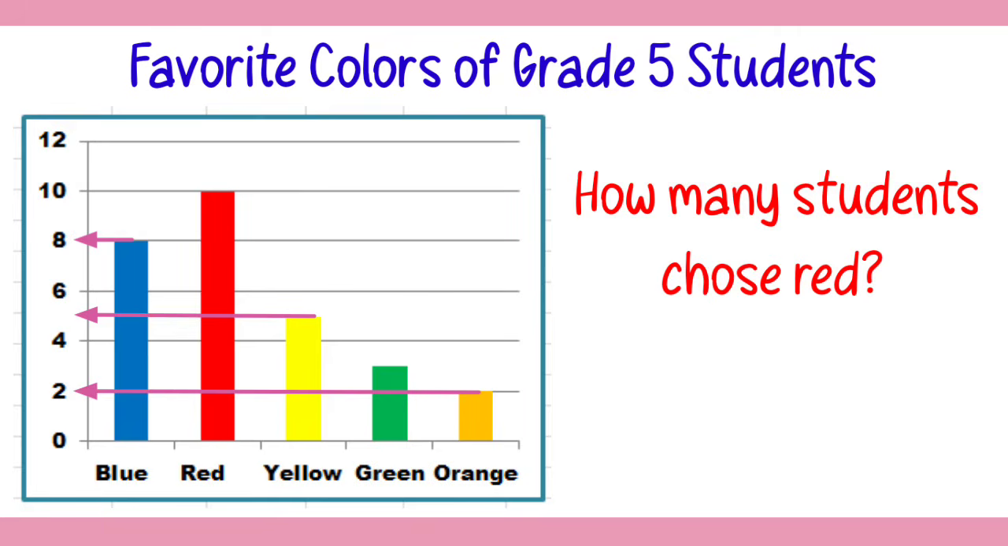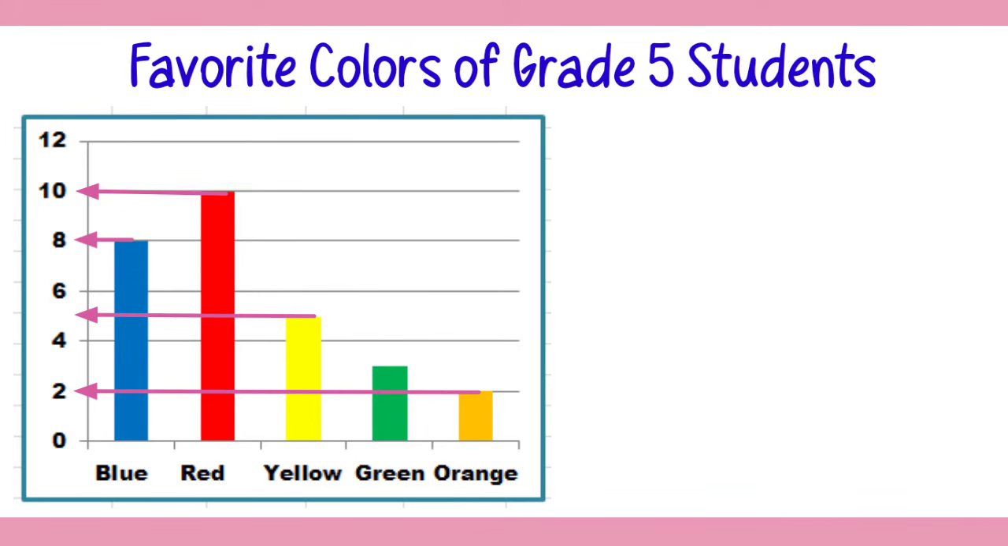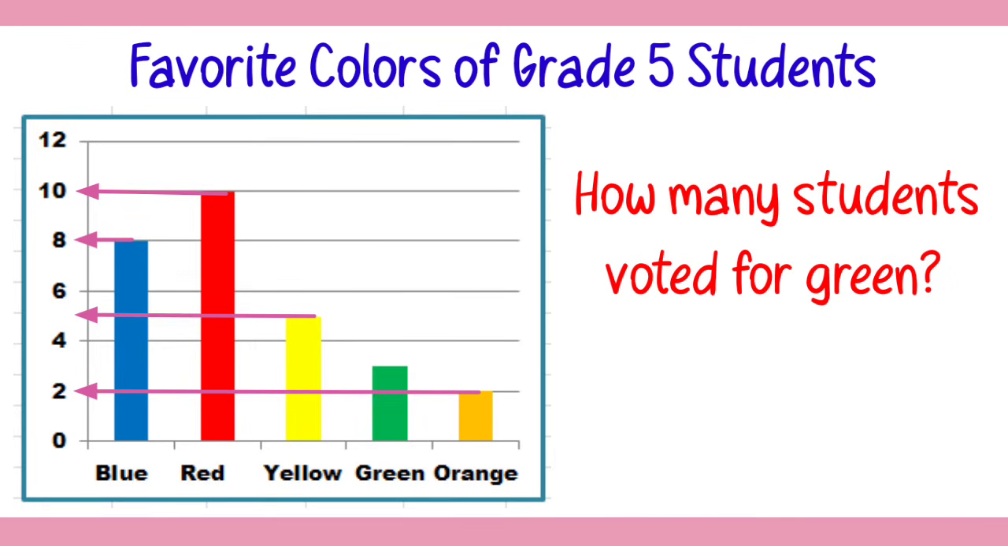How about red? The answer is 10. There were 10 students whose favorite color is red. And the last is green. There were how many students? There were 3 students who voted for green as their favorite color. It is between 2 and 4.